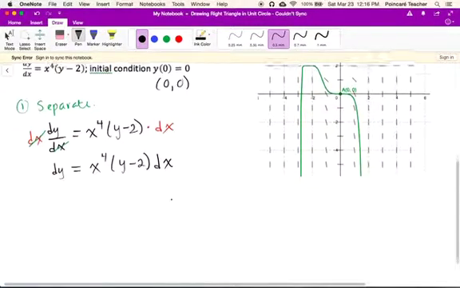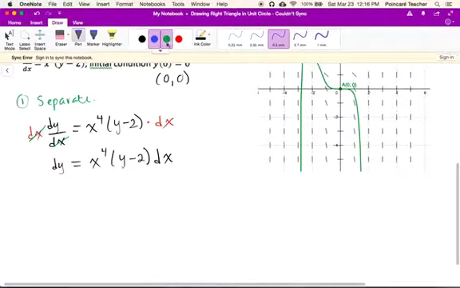So now I want to bring this factor of y minus 2 to the other side. Since it's being multiplied to the x to the fourth and to this dx, the only way for me to bring it over is to divide it over. So I'm going to divide both sides by y minus 2. Okay, then it will cancel out from here and here. So I'm going to rewrite what I have.